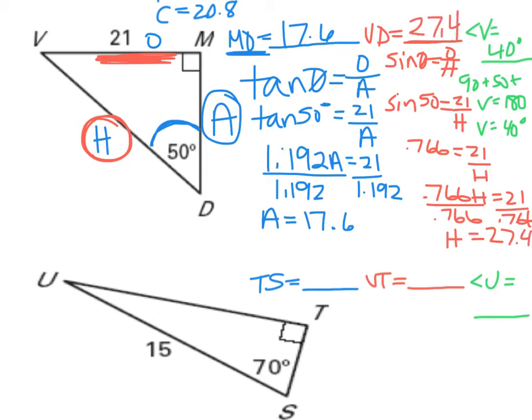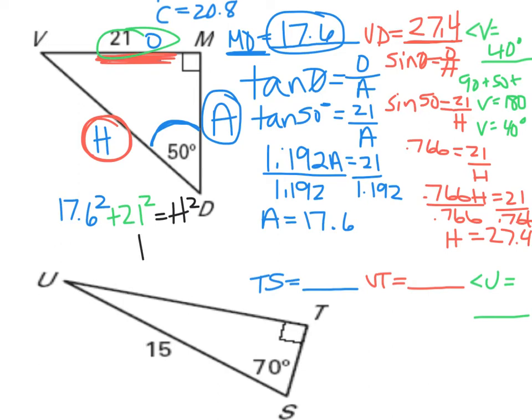The other way that you could have done this is once I had MD of 17.6, I could have done 17.6 squared plus the side I was given, 21 squared, equals my hypotenuse squared. I could have used the Pythagorean theorem. And in fact, I get exactly the same answer, that my hypotenuse equals 27.4. So I still get 27.4 for side VD if I use it that way.